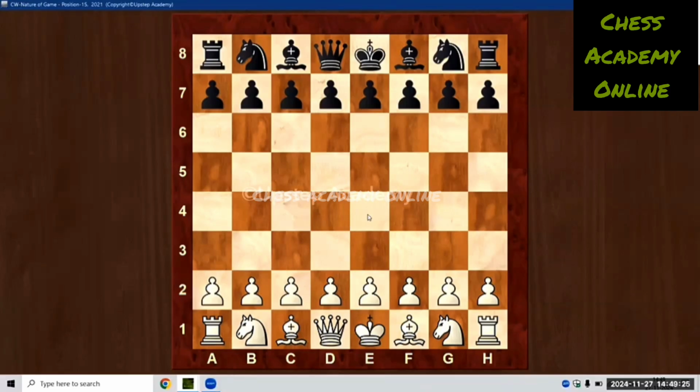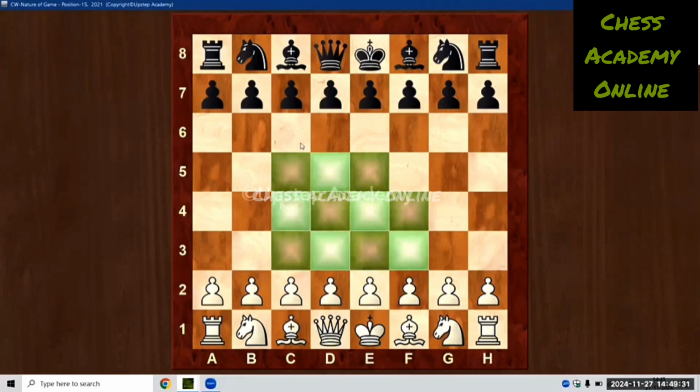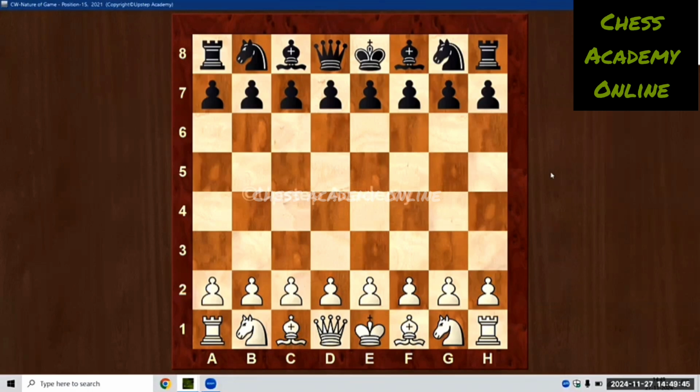And also, in the next class onwards, we will learn the center of the chessboard. The green color squares are called the center of the chessboard, which is very important. And we will learn how different chess pieces move and who is more powerful and everything about chess. So I hope you understood.